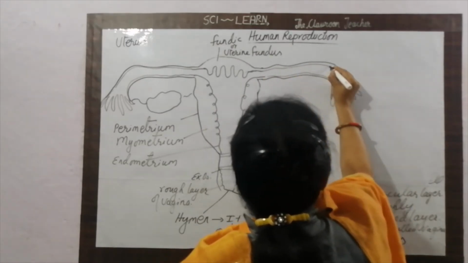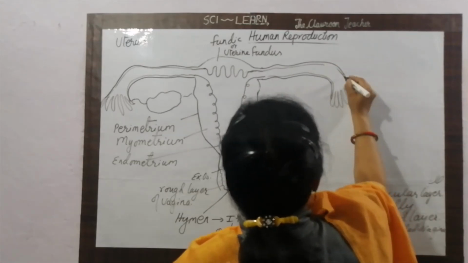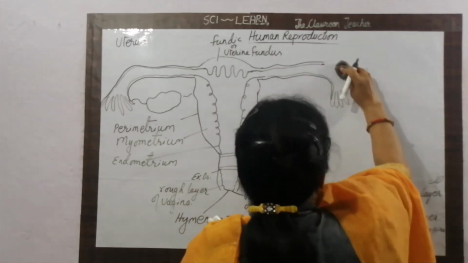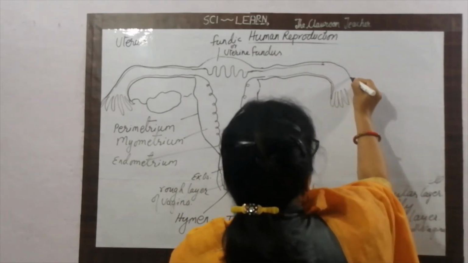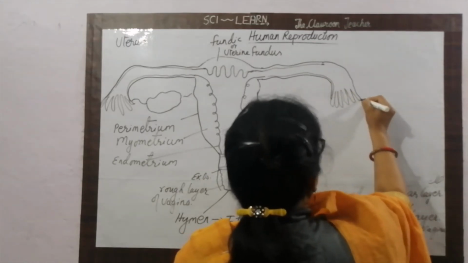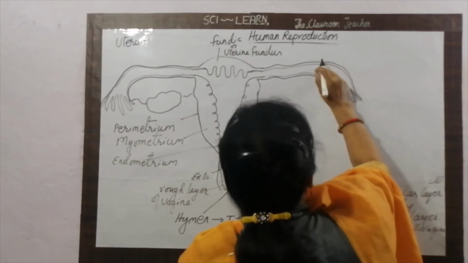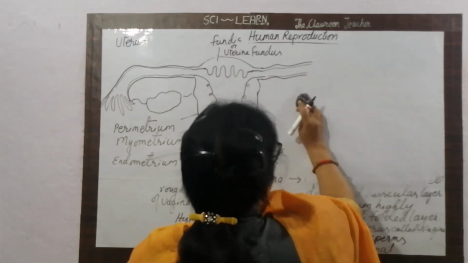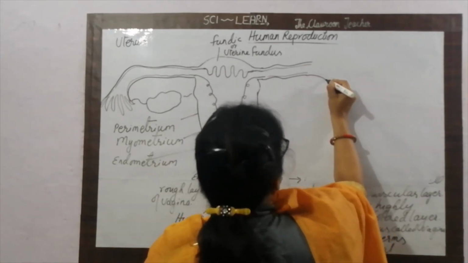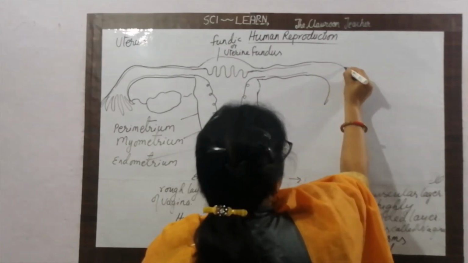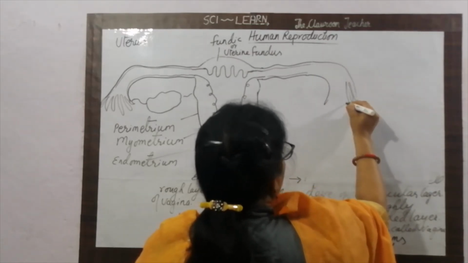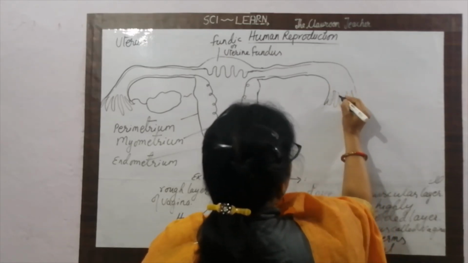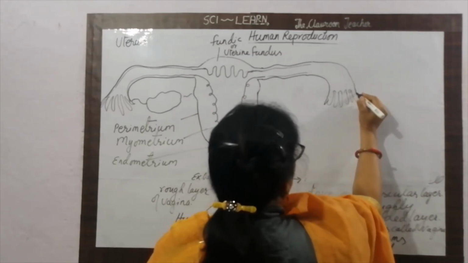This is the fallopian tube, made up of 3 parts, called the infundibulum, ampulla and isthmus, which make up the fallopian tube. Fimbriae are the finger-like projections present in the last part of the fallopian tube.